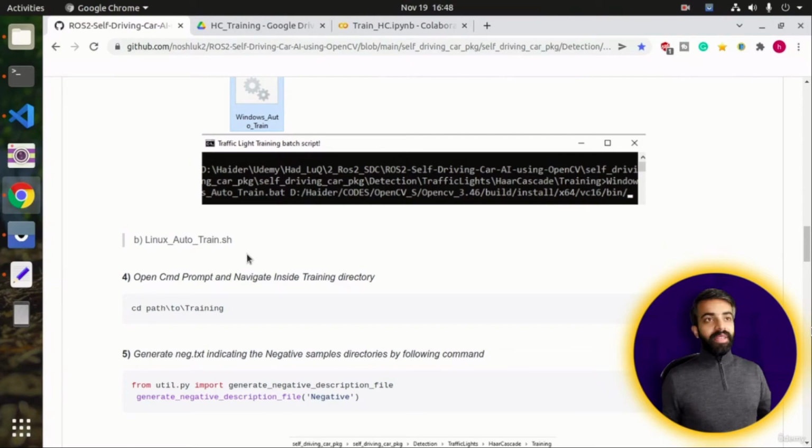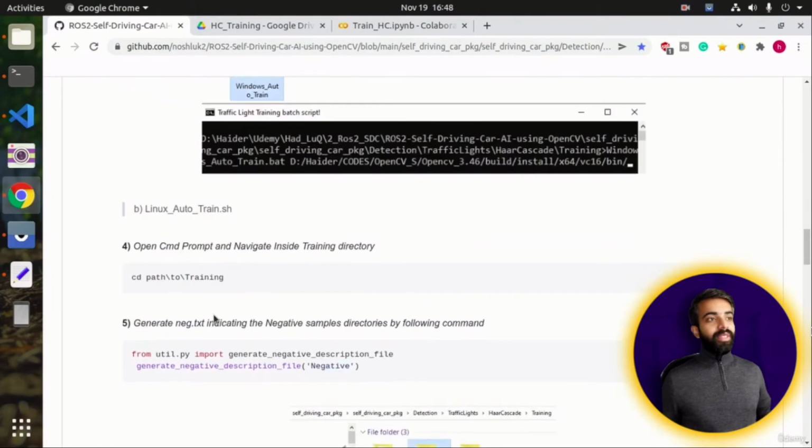But as I have Ubuntu 20.04 and it has OpenCV 4.2 installed, we cannot perform the remaining steps on this Linux environment. Either I need to build OpenCV 3.4 from source, or we can follow all the remaining steps inside the Colab environment. So we'll opt for the second option, that is moving inside the Colab environment and trying to train our Haar cascade from there, from this step onwards.